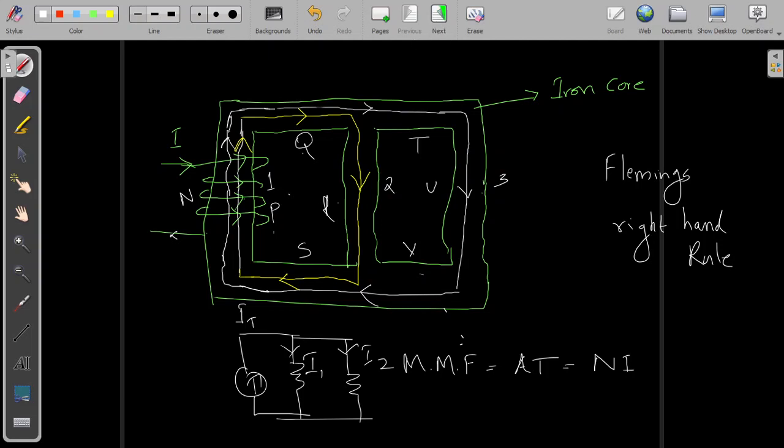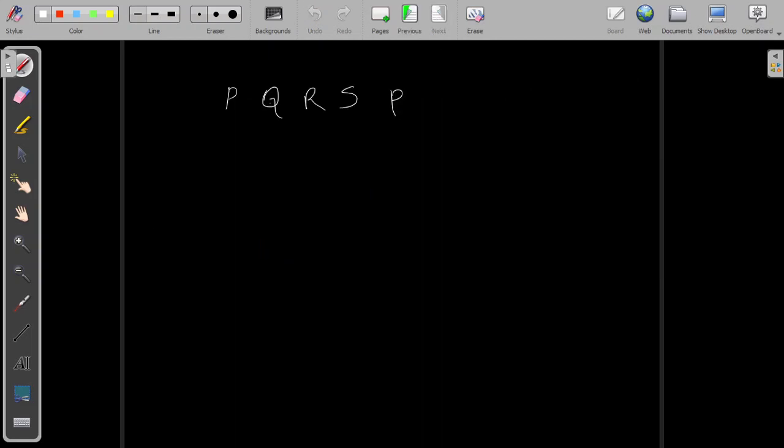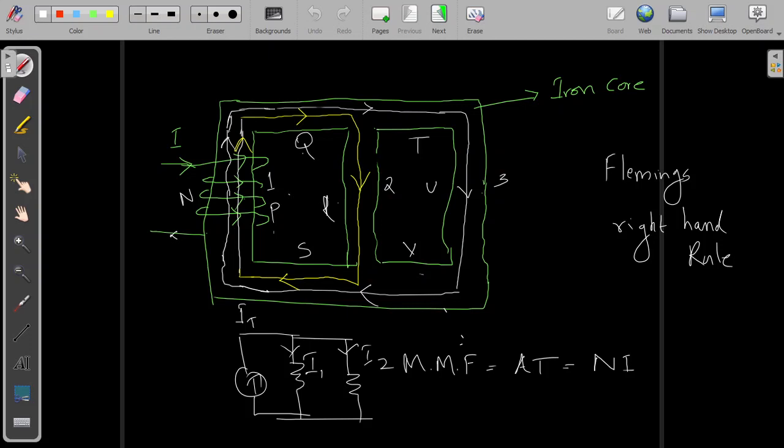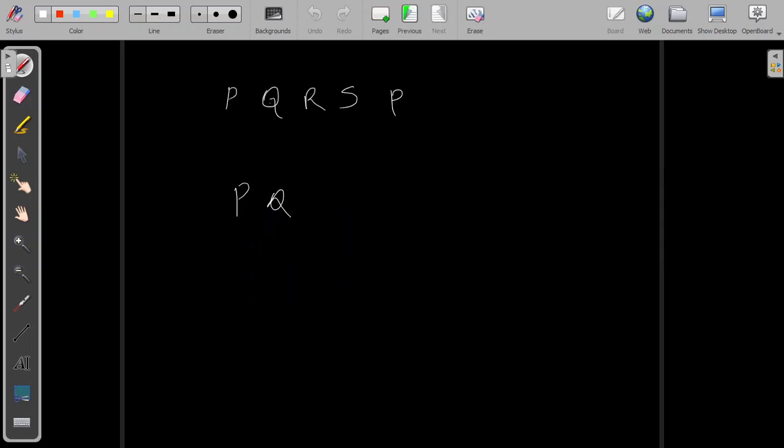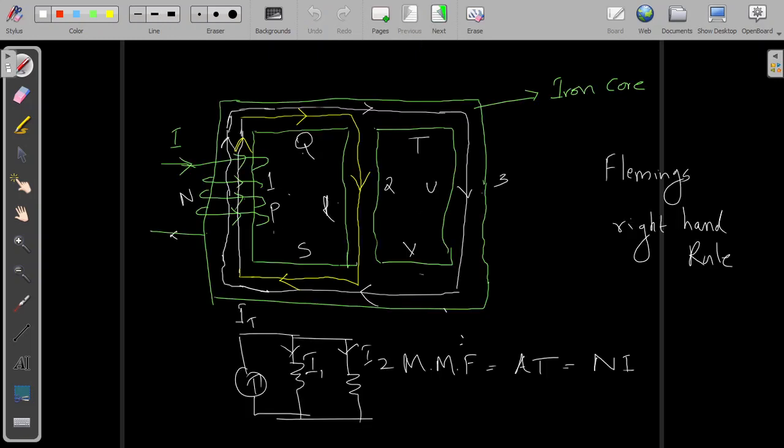And the next path is P, Q, then T, U, V, S, P. That is T, U, V, S, and finally coming back to the same starting point P. So these are the two paths in which two fluxes are flowing.